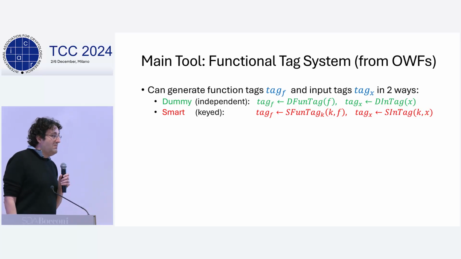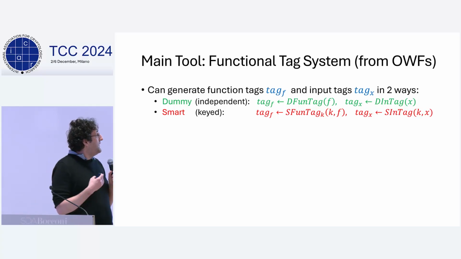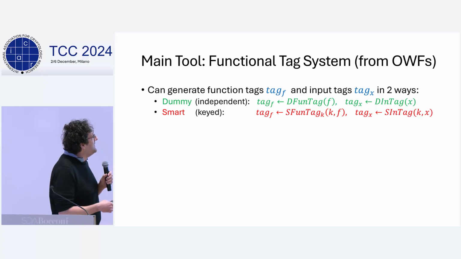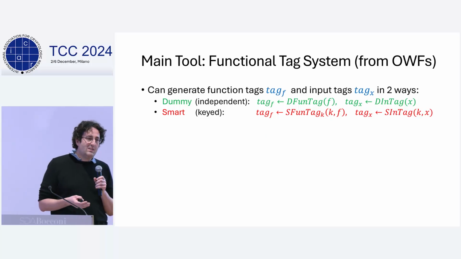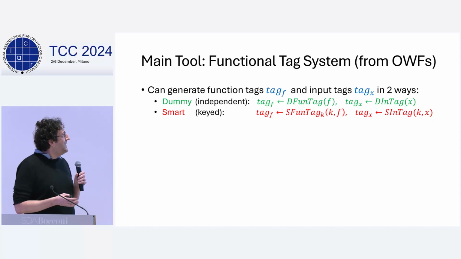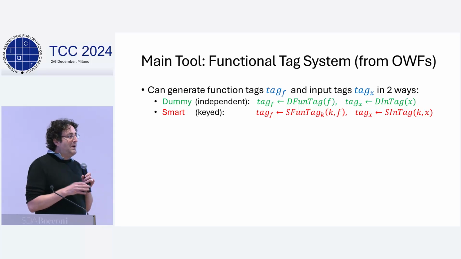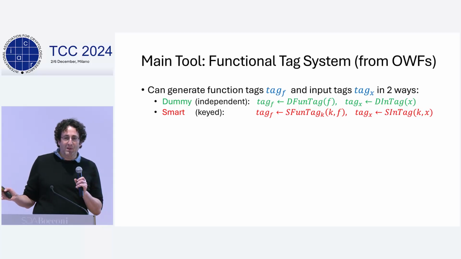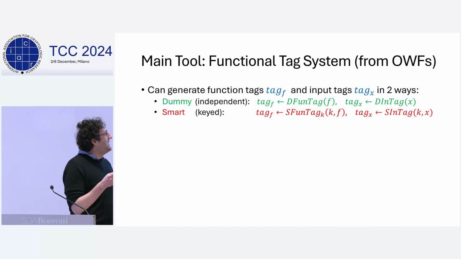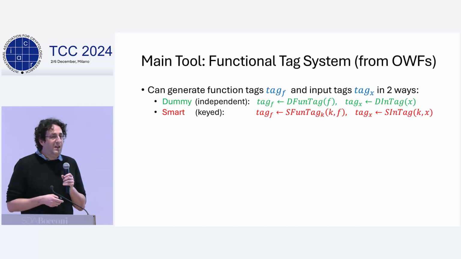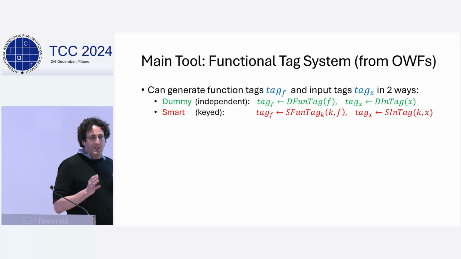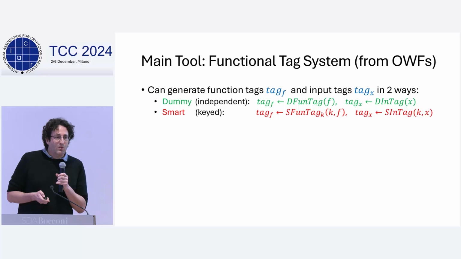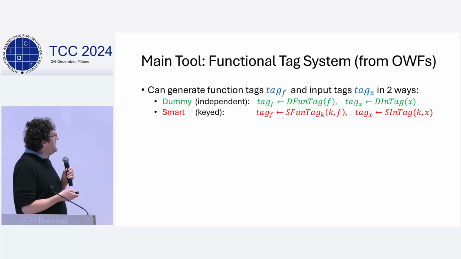A functional tag system lets us create function tags for functions f, and input tags for inputs x. And we can create these types of tags in one of two different ways. The first one I'll call dummy, which is just by some public randomized procedures that are completely independent of each other. So there's nothing tying tag f and tag x together. And then there's a smart way to generate this using a shared secret key k. Okay, so two different ways to generate these tags.